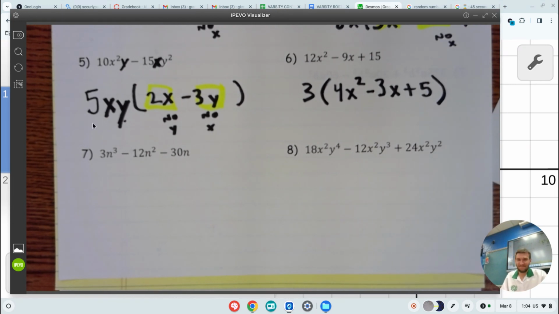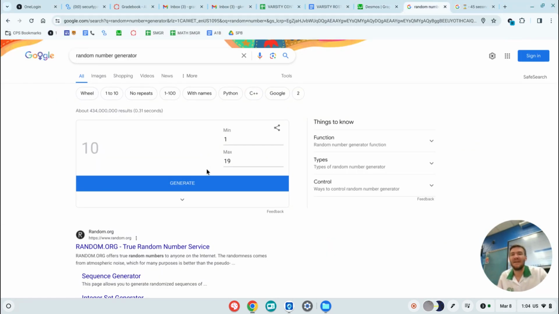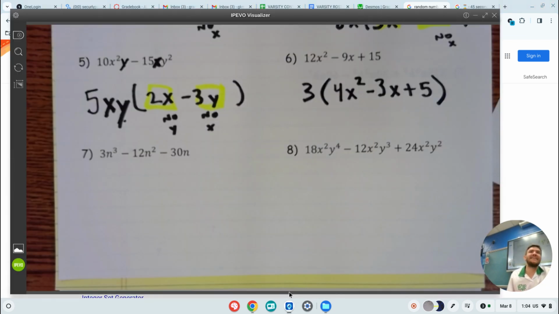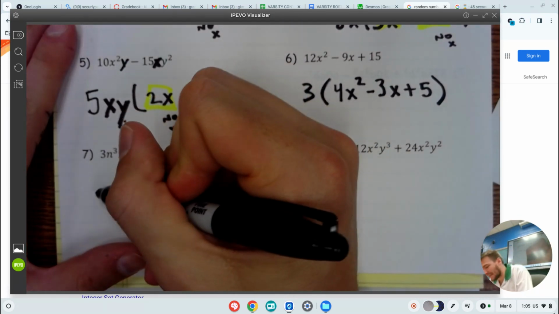Number 7. So for this question, number 7, we're looking for the GCF. Random number generator, 16. Person number 16 is KK, who was so excited to get called on earlier. KK, did you fall asleep during the notes? Oh, she's back. KK, did you get the GCF for number 7? With 3, 12, and 30. It is 3. Excellent job, KK.